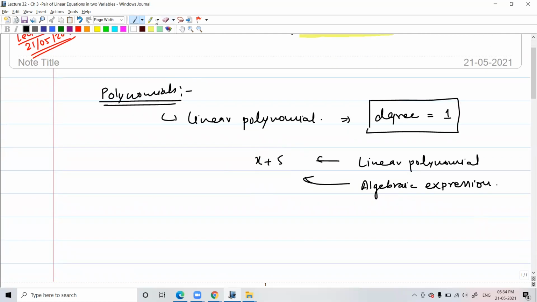But the same expression, if I take the same x plus 5 and put equal to something, let's say it's very simple, I'm going to put equal to 0. Now what has this become? An equation. And because it was a linear polynomial, it has a degree 1, so this will be called a linear equation. As long as the equation has the highest power of the variable as 1, that is a degree 1, it will be called a linear equation.